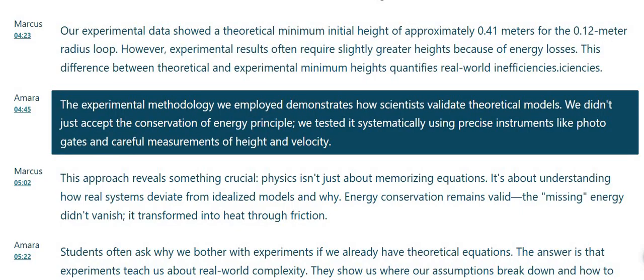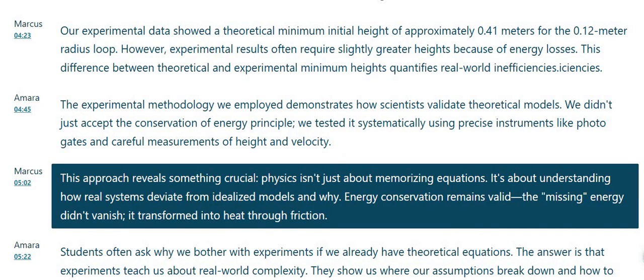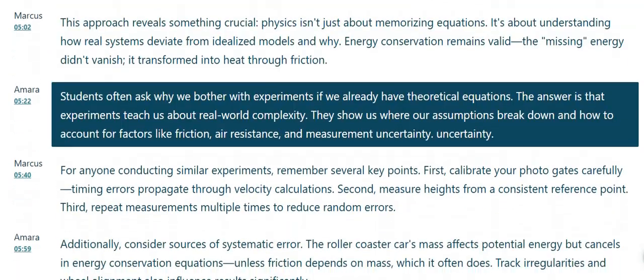The experimental methodology we employed demonstrates how scientists validate theoretical models. We didn't just accept the conservation of energy principle. We tested it systematically, using precise instruments like photogates and careful measurements of height and velocity. This approach reveals something crucial. Physics isn't just about memorizing equations. It's about understanding how real systems deviate from idealized models and why. Energy conservation remains valid. The missing energy didn't vanish. It transformed into heat through friction.